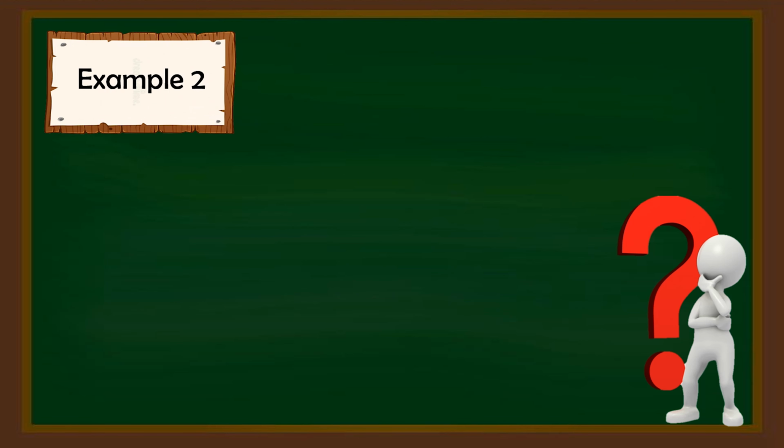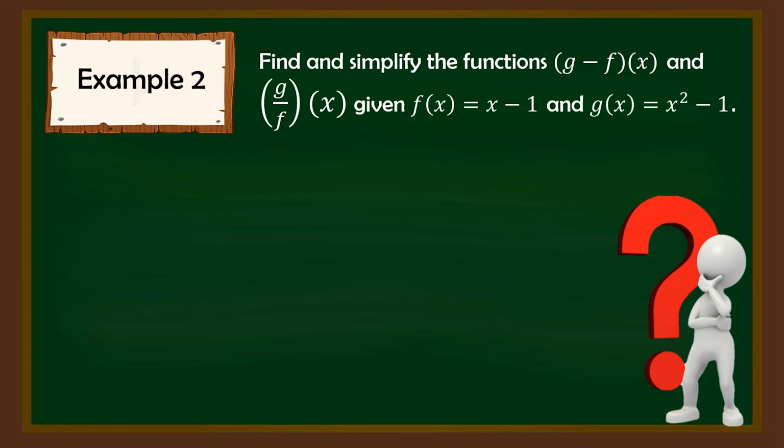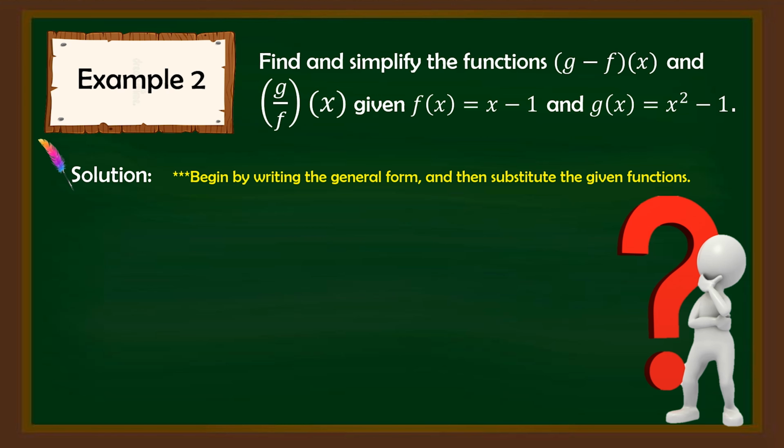Let's have example number 2. Find and simplify the functions g minus f of x and g over f of x given that f of x is equal to x minus 1 and g of x is equal to x squared minus 1. For our solution, begin with writing the general form and then substitute the given functions. In this example, we will now solve the second function, which is g over f of x. By that, we will write first the general form of this given function, which is g of x over f of x.